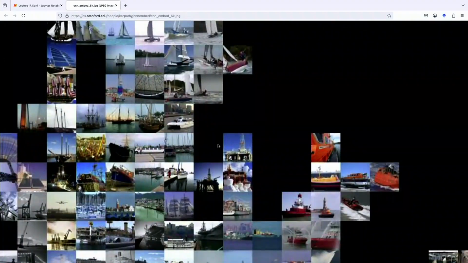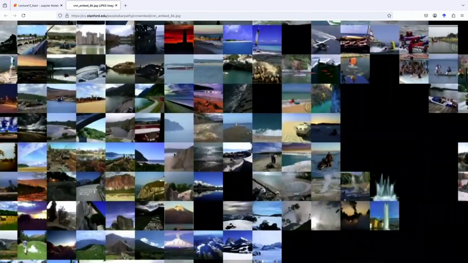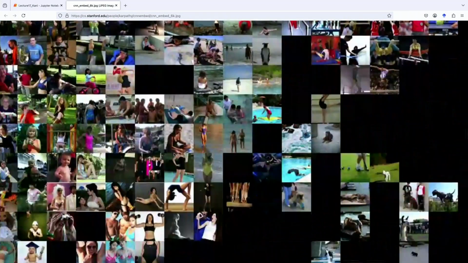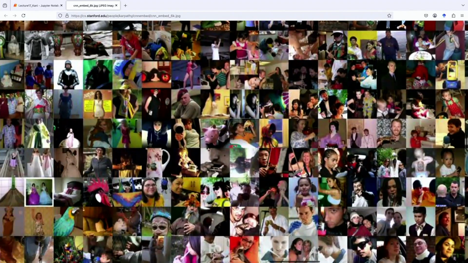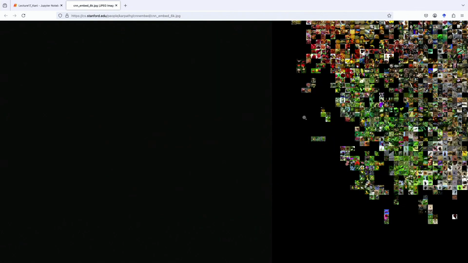You could spend days in this whole thing. Pictures of ships get pasted closer together. Fitness gets pasted closer together. Children, etc. Kind of a neat thing. This got him a lot of fame back in the day. I think he's the director of AI at Tesla now.